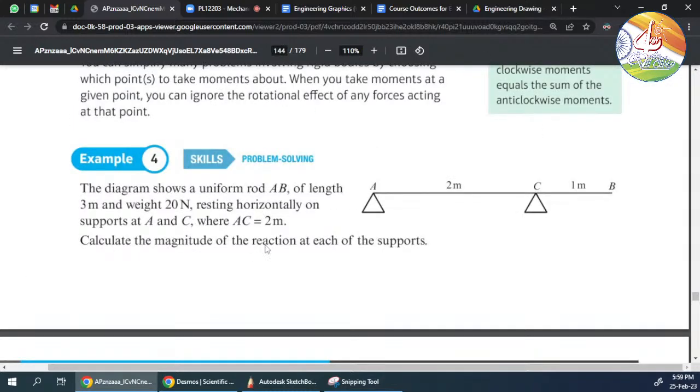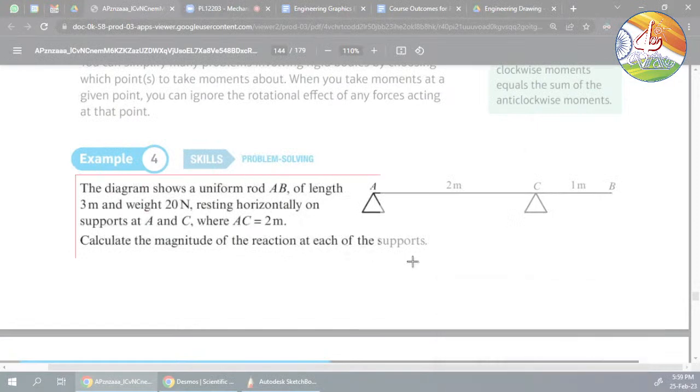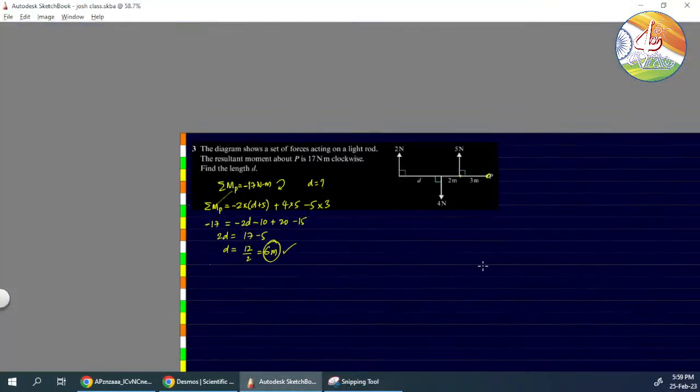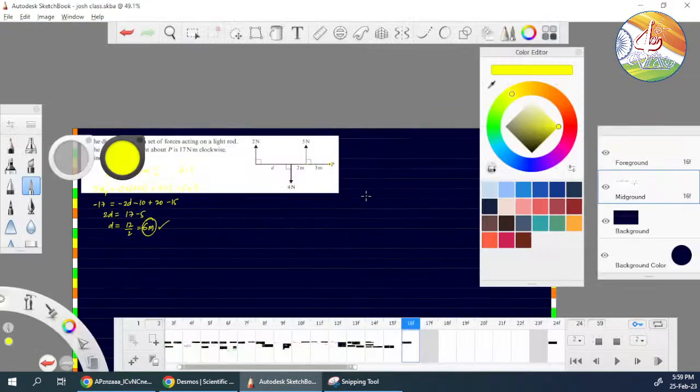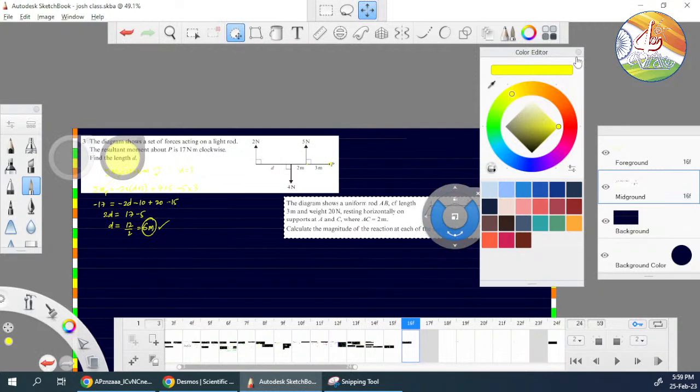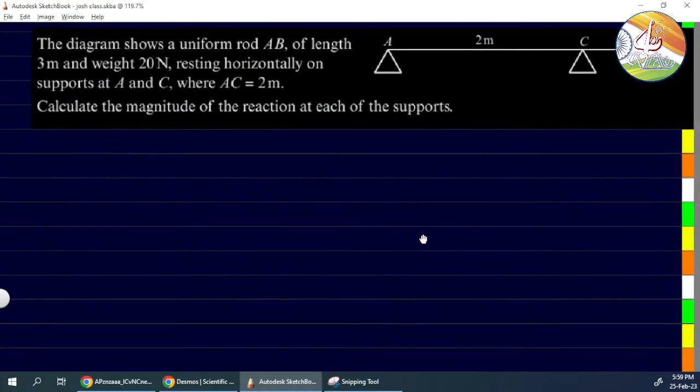Next, calculate the magnitude of reactions. The diagram shows a uniform rod. Weight is given for the rod. So here the diagram is given, rod AB is given, and the weight of the rod is 20 newtons. Total length is 3 meters, and we can assume that the rod is uniform. If the rod is uniform, its weight will act at the center.